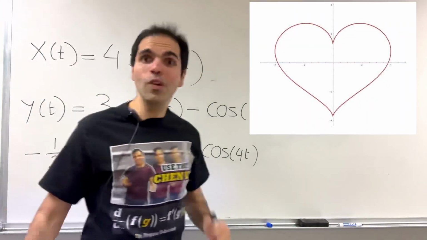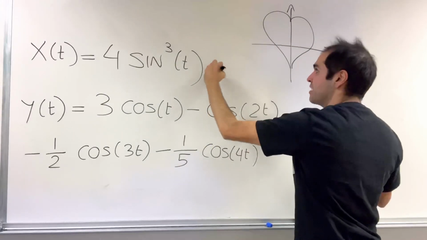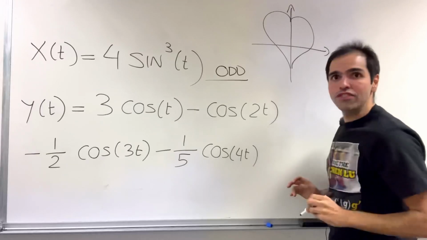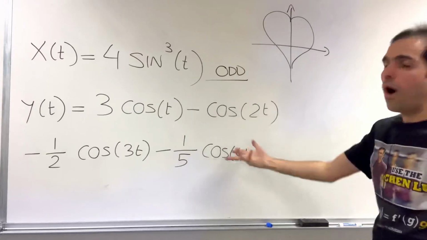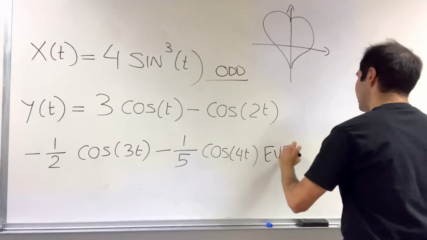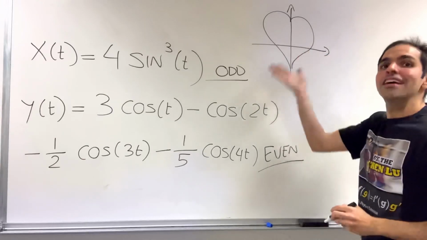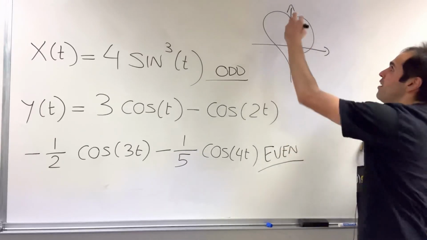And before we do this, notice there is a nice symmetry here, because x is an odd function of t. On the other hand, y is a bunch of cosines, so it's even. And what this is saying is that the graph is symmetric about the y-axis.